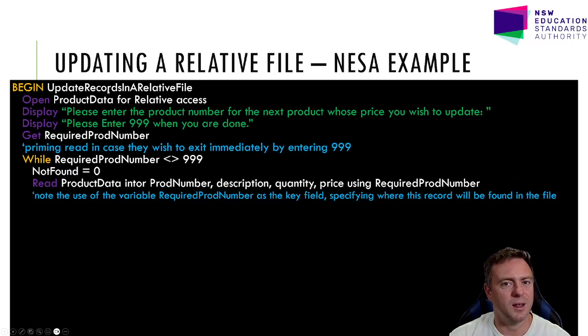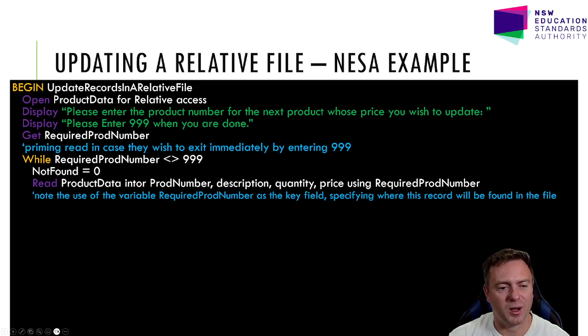We begin: update records in a relative file, open product data for relative access. Display, please enter the product number for the next product whose price you wish to update. Please enter 999 when you're done. Get required product number. And this is where prime reading has happened, because if you want to exit the program straight away, you could type in 999 here, and then it would exit the loop. So this is prime reading in action.